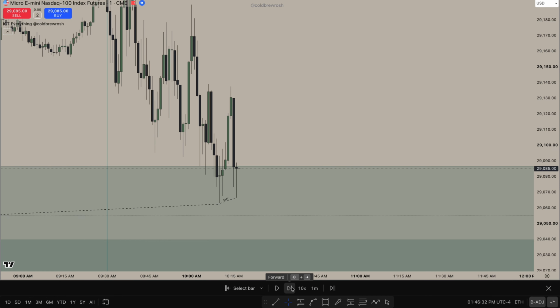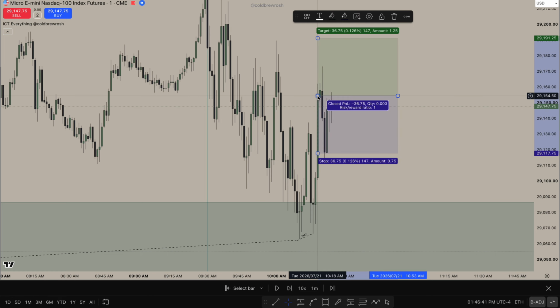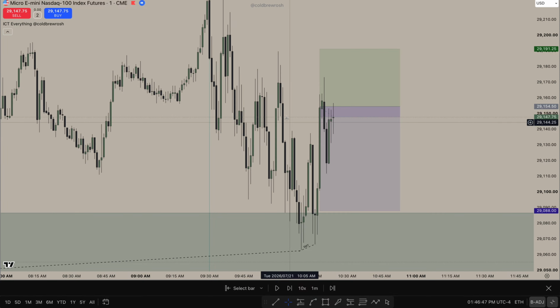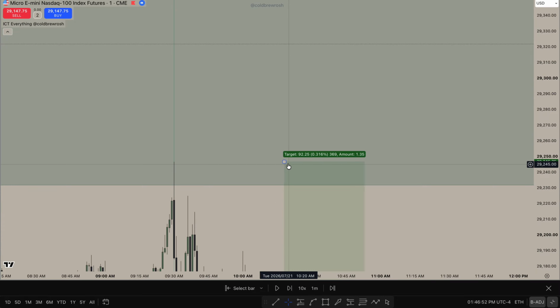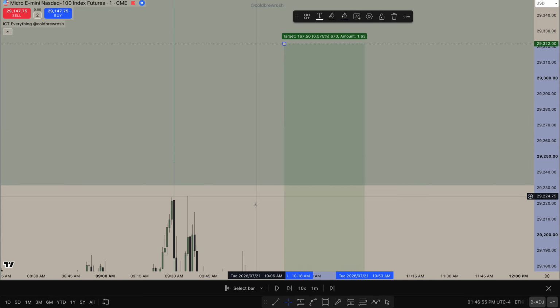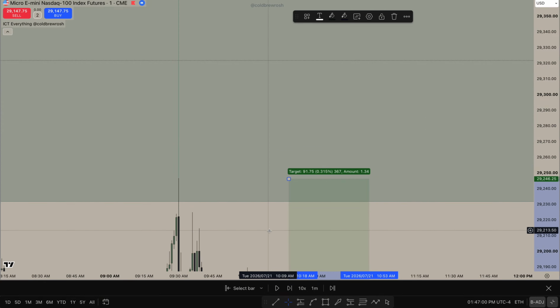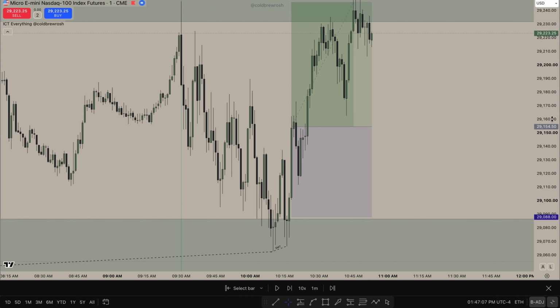Okay, so I want to see this get ran through. Oh shit! There we go. I zoomed in too far. I mean, played it too far, but I would place a long right here. Maybe stop at the bottom of the fair value gap, and target here maybe for partials, and I want to see it come up here for the full position. But right now I'm just gonna take it to here. And bam, that plays out beautifully.